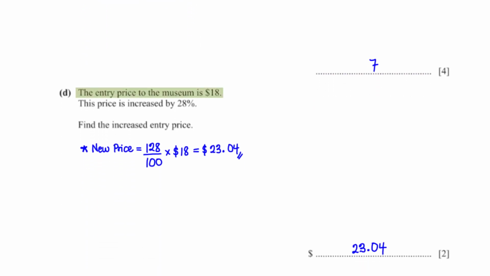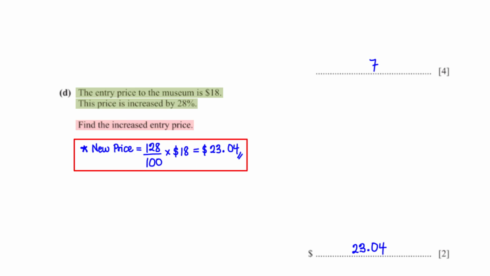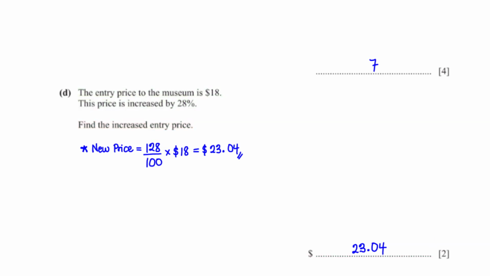The entry price to the museum is $18. This price is increased by 28%. Find the increased entry price. Since the new price is an increase of 28% on the old price, we add 28% to 100%, giving us 128%. So we have 128% of $18, which is equal to $23.04.